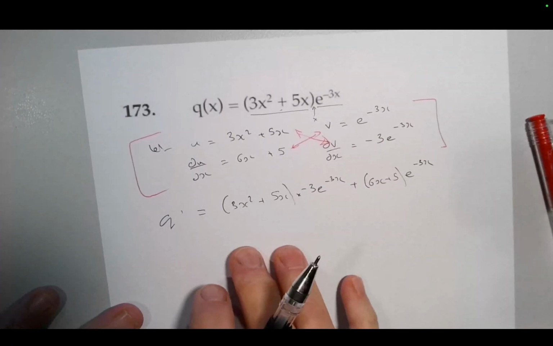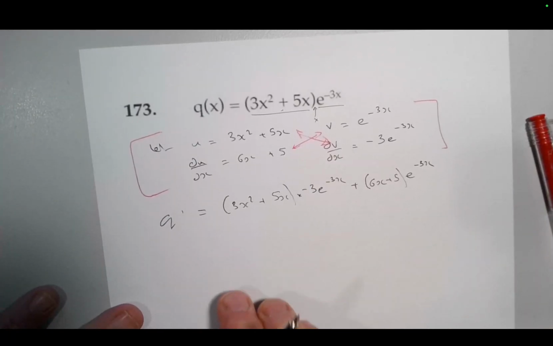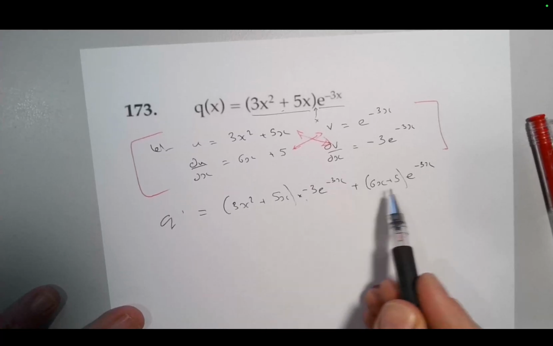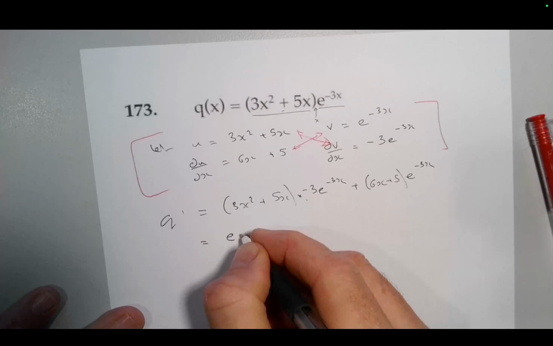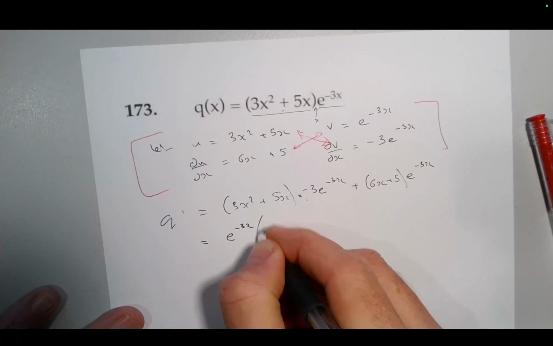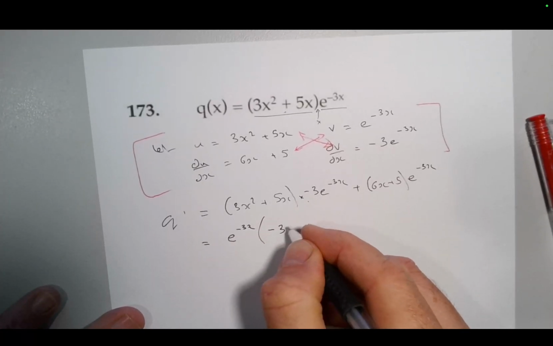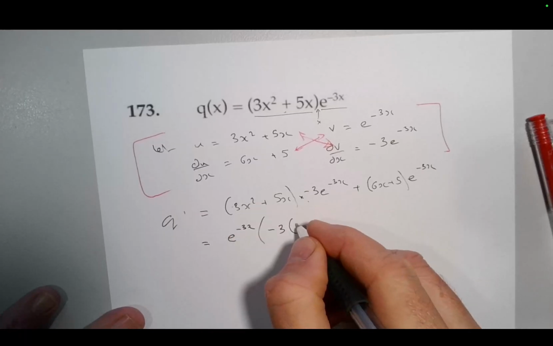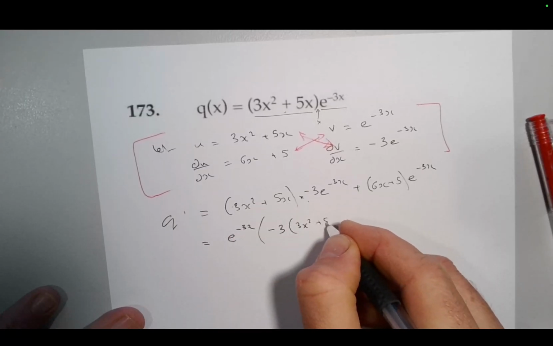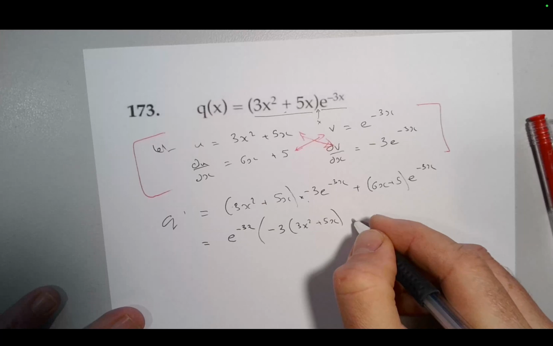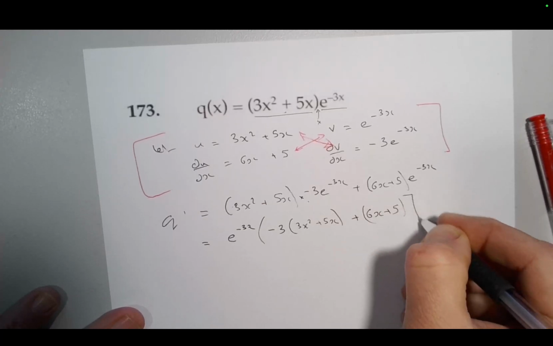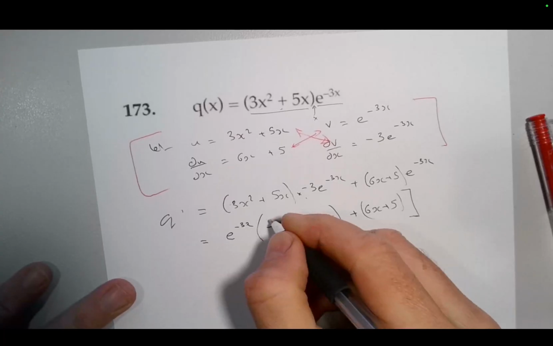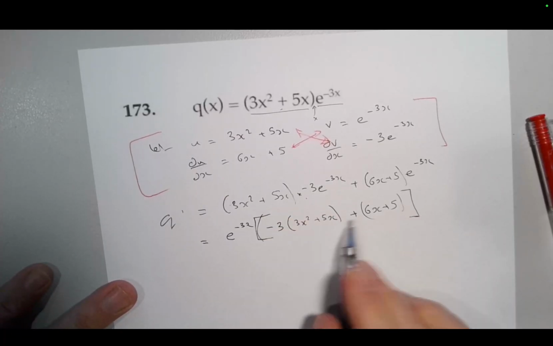Now, that technically is the answer, but because the question said simplify, you have to simplify. So is there a common factor? Yes, there is. The common factor is e to the minus 3x. In brackets, what's left? Minus 3 in the front, times 3x squared plus 5x, close it off. What's left? Plus 6x plus 5. In fact, I'll put square brackets there to indicate inside.